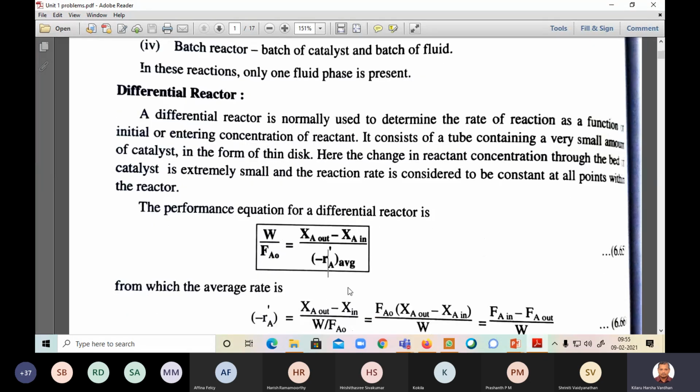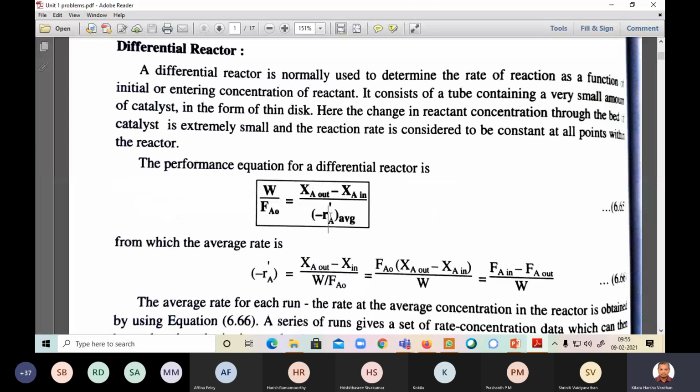So from this equation, we can get the average rate, because here you are putting an average. Average in the sense that there is a conversion change from inlet to outlet, and out of that you take an average. So we can get Ra dash is equal to Xa out minus Xa in divided by W by Fa naught. Taking Fa naught up, it is Fa naught by W into Xa out minus Xa in.